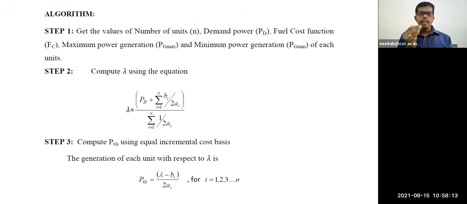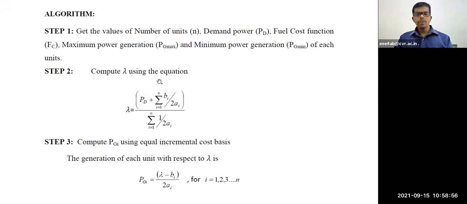Okay, so after solving, lambda is equal to PD, where PD is nothing but power demand, PD plus summation i equals 1 to n, where n is the number of generating units incurred in that particular dispatch for some period of time, of bi divided by 2ai, so the whole divided by summation i equals 1 to n of 1 by 2ai. So in the problem, say, for example, for 3 generating units, the fuel cost function is given.